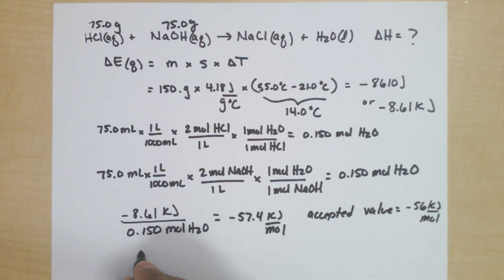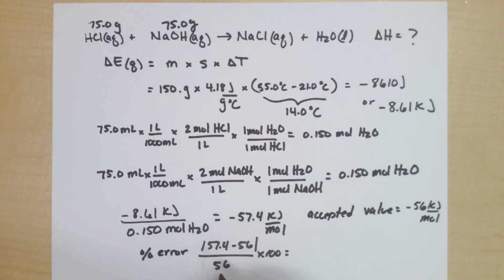Generally, the accepted value for the strong acid-base neutralization is right at 56 kilojoules per mole. So let's find a percent error. I'll take the absolute value. I'm just looking for the difference here, which is 1.4. We'll divide that by the accepted value times 100. And to two significant figures, this is 2.5% error, which is a reasonable error.